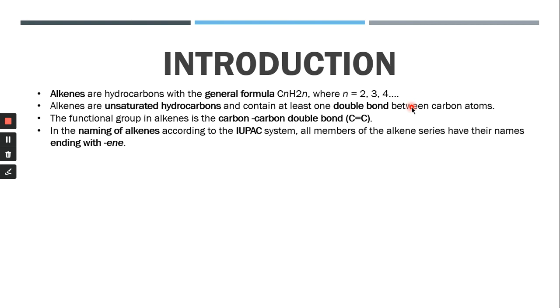Contohnya pentane, 1, 2, 3 diene for example. Namanya akan bertukar. And then okay, functional group carbon double bond. And then naming of alkene, untuk kita nak beri nama kepada alkene sama macam alkane. Alkane it is ane, for this one it is ene.